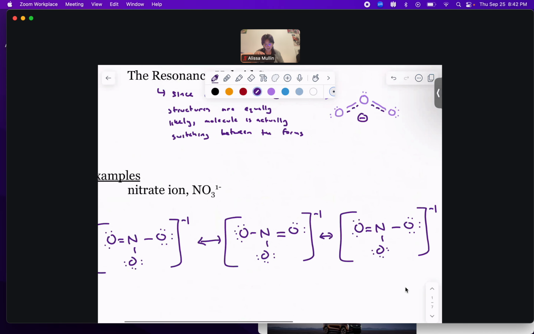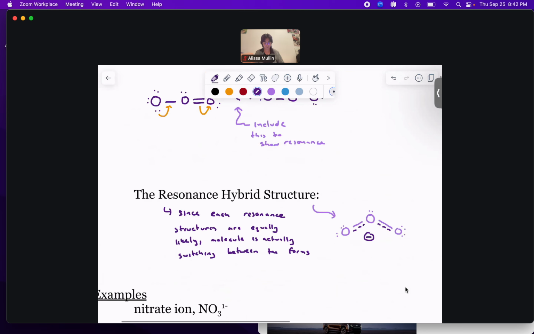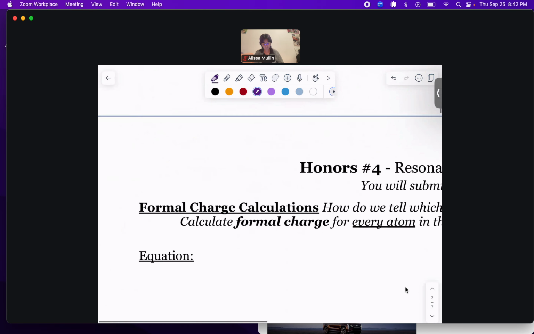If you want to try thinking about how your electrons might move around, that might help you figure out your resonance structures. Maybe I'll give them to you if they're a little challenging. Maybe you just start over and make a different choice. Like instead of making a double bond here, try making a double bond here, something like that. But it just takes some practice. I feel like you guys will be pretty good at it.